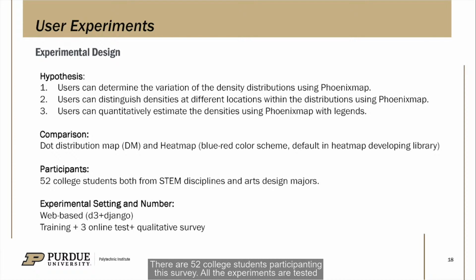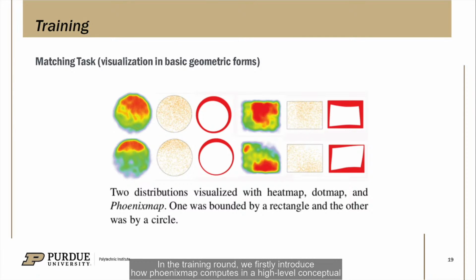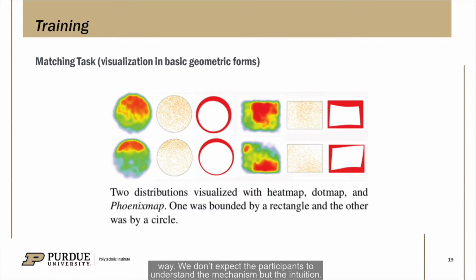There are 52 college students participating in this survey. All the experiments are tested online with a web-based setup. In the training round, we firstly introduced how Phoenix map computes in a high-level conceptual way. We don't expect the participants to understand the mechanisms, but the intuition.